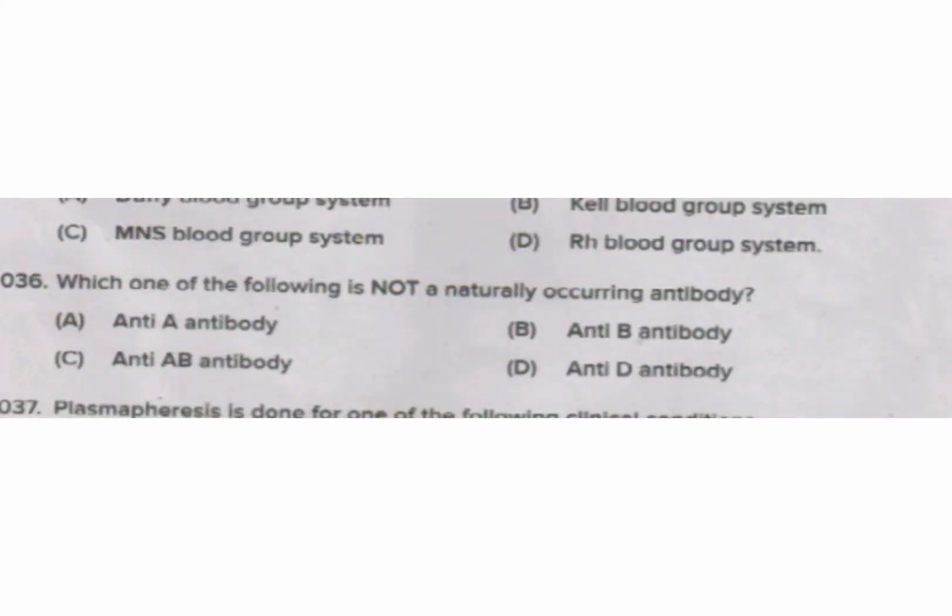Next question. Which one of the following is not a naturally occurring antibody? Four options are there. Option A, anti-A antibody. Option B, anti-B antibody. Option C, anti-AB antibody. And option D, anti-D antibody. The answer is option D, anti-D antibody. All others are ABO blood group antibodies. They are IgM type, and anti-D antibody is IgG type. IgG type is not naturally occurring. It is produced due to an immune response.